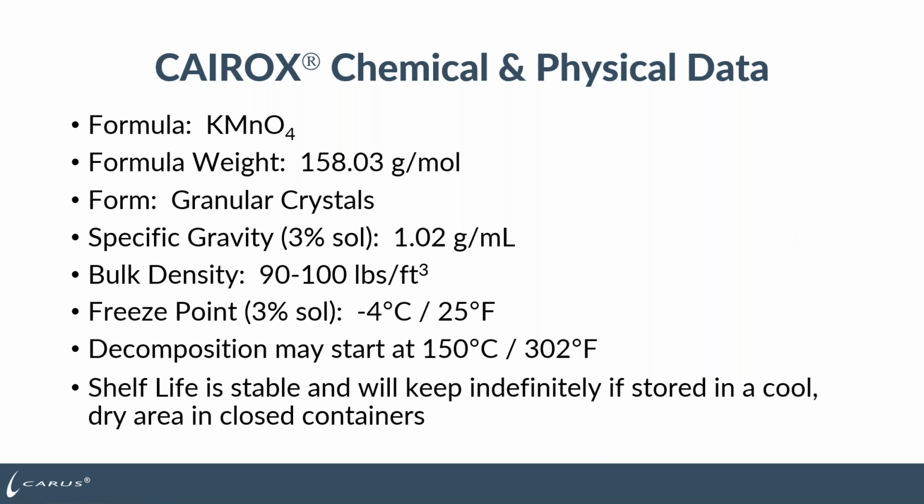With Carus potassium permanganate, you're always going to see it in that granular crystal form. It is pretty dense, so about 100 pounds per cubic foot for bulk density. It is shelf life stable, and it does keep indefinitely if stored in a cool, dry area in closed containers. So with Carus potassium permanganate, a month from now, a year from now, 3 years from now, in a sealed container, it's still going to be the same 97 to 99% active as the day you bought it. So it doesn't decompose like hydrogen peroxide, which loses strength over time, or sodium hypochlorite, which would lose strength over time. Carus is going to keep the same concentration in that container.